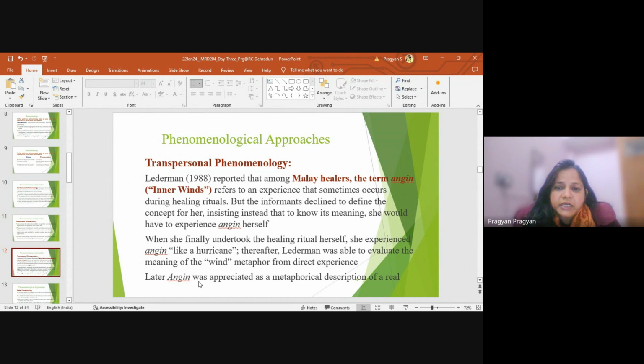In this Malay region, they were following a kind of Angin procedure that gives the victim, or rather the ego, which is the more appropriate term to describe this kind of experience. In this process, the ego has to go through a very long phase of healing rituals. And when the researcher, Laderman, was interested to know about that particular practice, they didn't allow her to just talk about this topic. Rather, they insisted that we can't explain this kind of experience to you. Only you have to understand it by going through that healing procedure yourself.